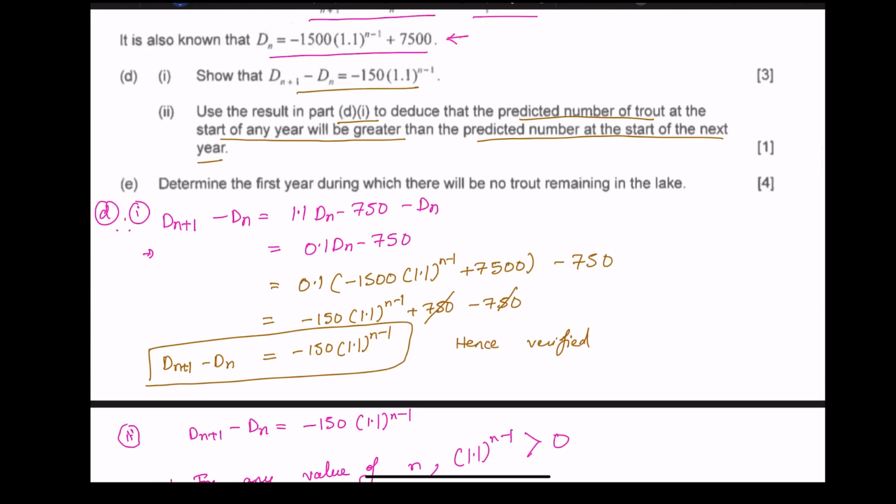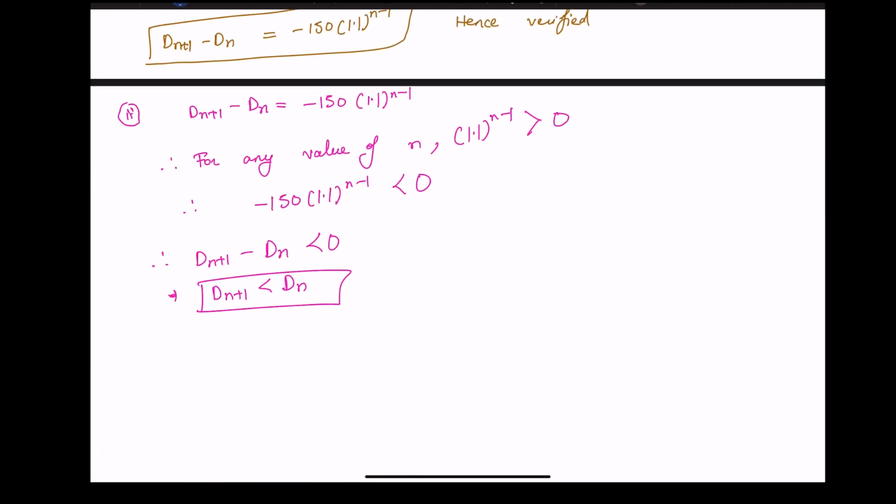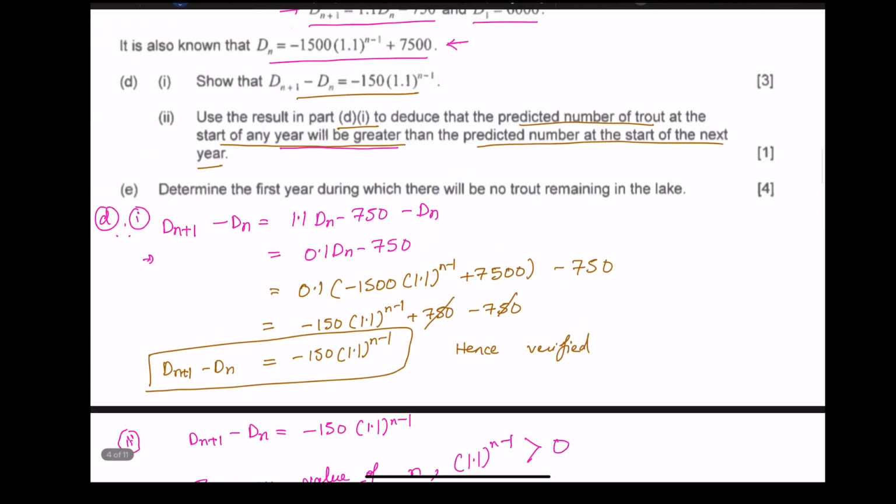That the predicted number of trout at the start of any year is greater than the predicted number at the start of the next year. So dn, the number of trout in our current year, is greater than the number of trout we'll be starting with in the next year. Then the second part is okay.